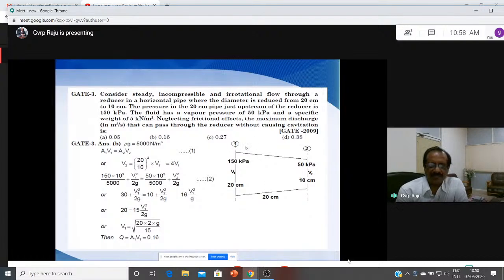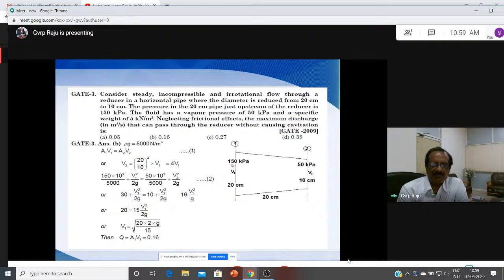And suppose if you see here, he has given a reducer. So the pipe cross section is reducing. It is reduced from 20 to 10. So the diameter here is 20 centimeters, and the diameter here is 10. This is the pressure here in the 20 centimeters pipe. He has given the pressure in the 20 centimeters pipe as 150 kilopascals, kilonewton per meter square.